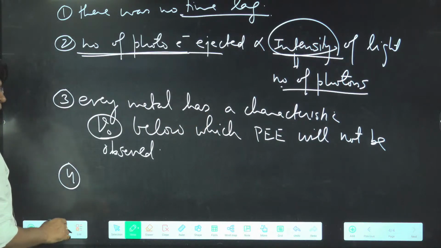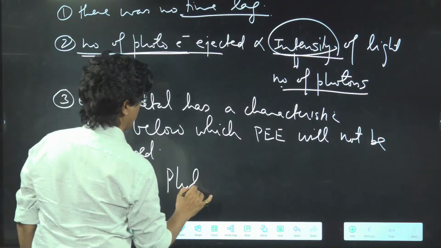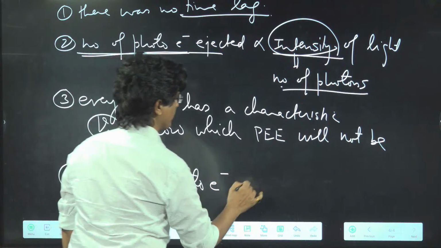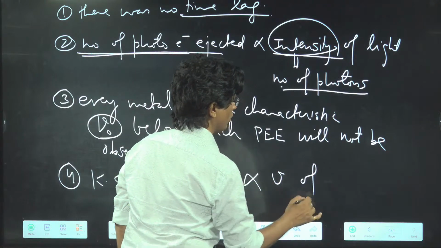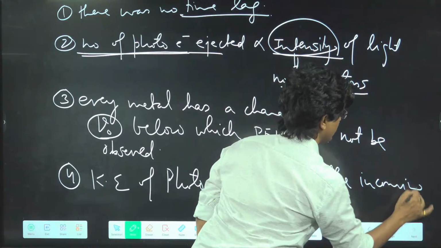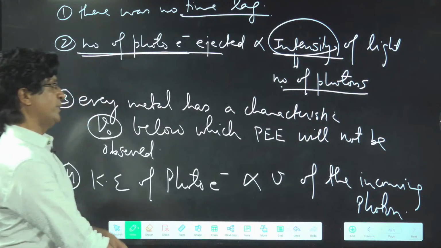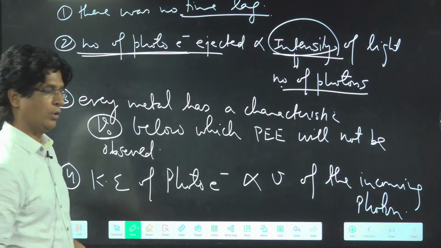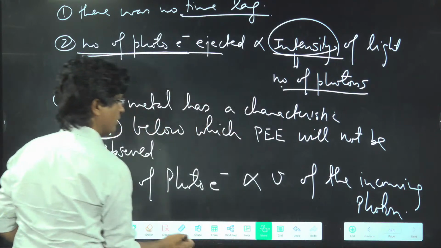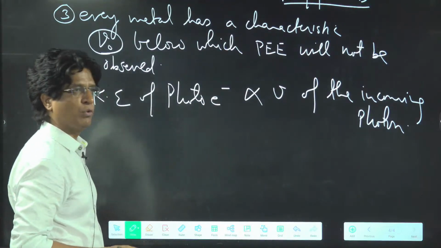Fourth one, the kinetic energy of the photoelectron is proportional to the frequency of the incoming photon. Are you getting that? So the more the frequency, the more the energy. The higher the frequency of the photon, the higher the energy of the photon as well.